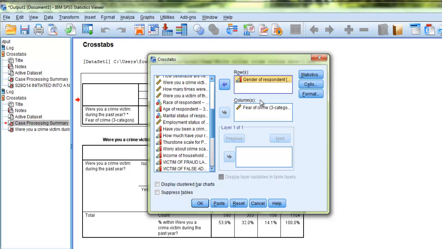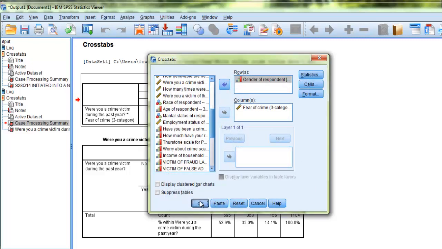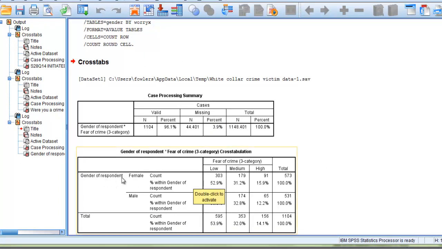Higher levels of fear, which is a finding we see in the literature, that generally women have, for specific kinds of fear, more fear, and for other kinds of fear there appears to be little to no difference. So I want to check my cells, and I want to make sure that, since my independent variable is on the rows, I want to see row percentages. I'm going to click continue, then click OK. SPSS generates my output. So notice my independent variable, female and male, are my two rows, and then my three columns for fear. So again, we don't have a clear diagonal.